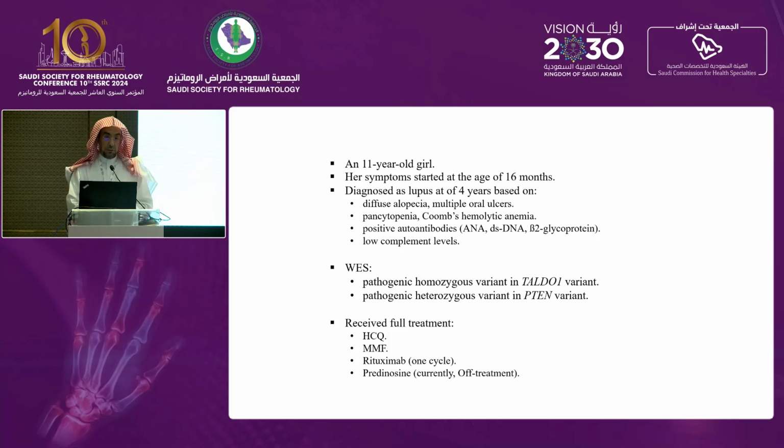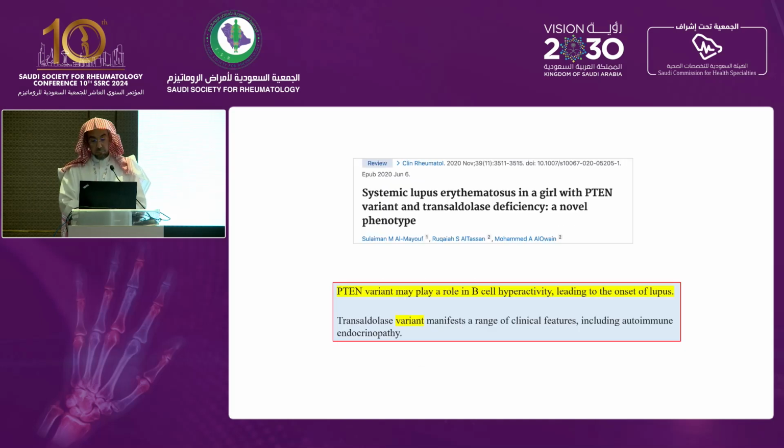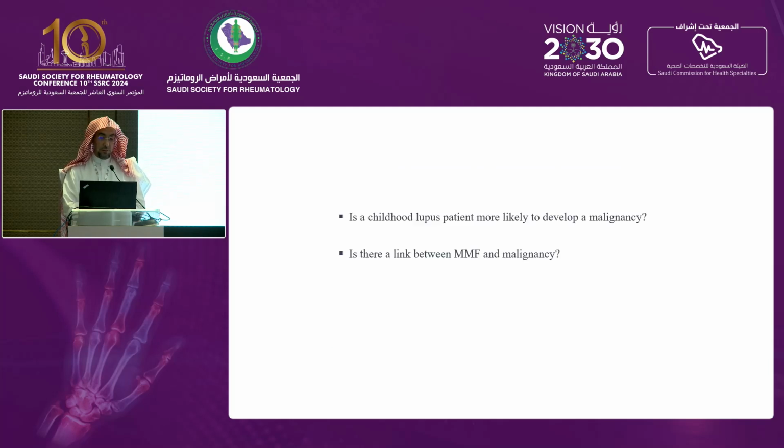Now, that case was reported a couple of years ago. And just to remind you, the PTEN variant plays a role in B-cell hyperactivity leading to the onset of lupus, and the TALDO1 variant may cause autoimmune disease, mainly endocrinopathy like hypothyroidism. Now, the question may be related or not related to this patient. Is a childhood lupus patient more likely to develop malignancy? Is there a link between MMF and malignancy? Okay. The data is inconsistent.